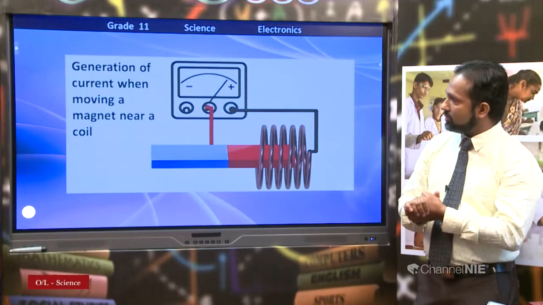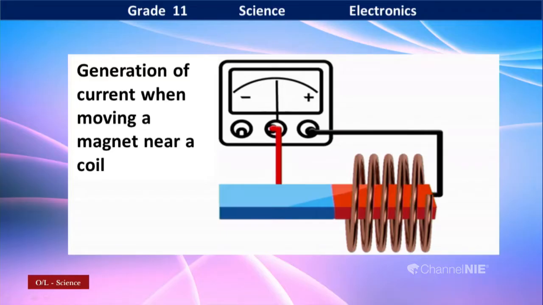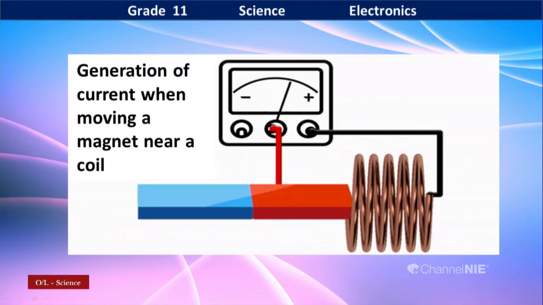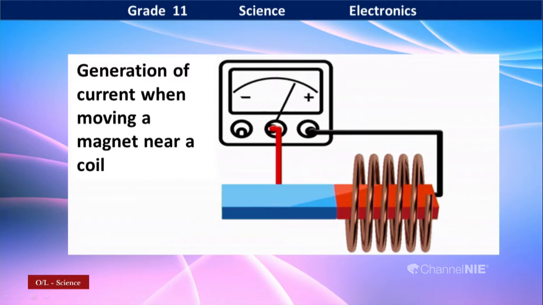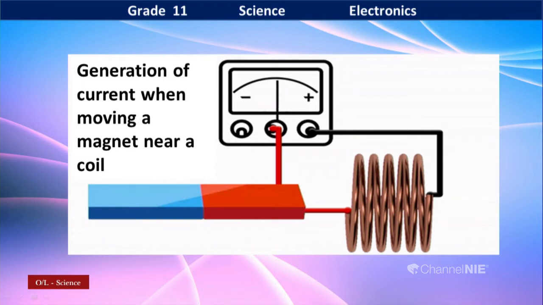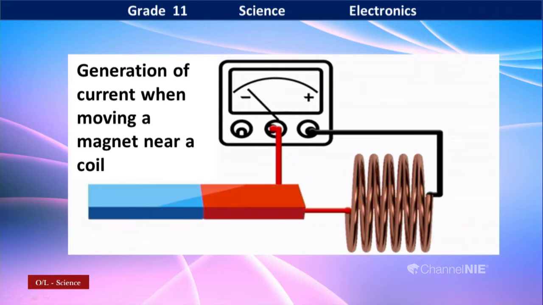You can see this animation. As you can see, when moving the coil inside, there is a deflection; taking it out, a deflection to the opposite side. It deflects to the right side, inside the coil no deflection, taking out, it deflects to the left side. That means you can understand that generation of current takes place when moving a magnet inside a coil or near a coil.